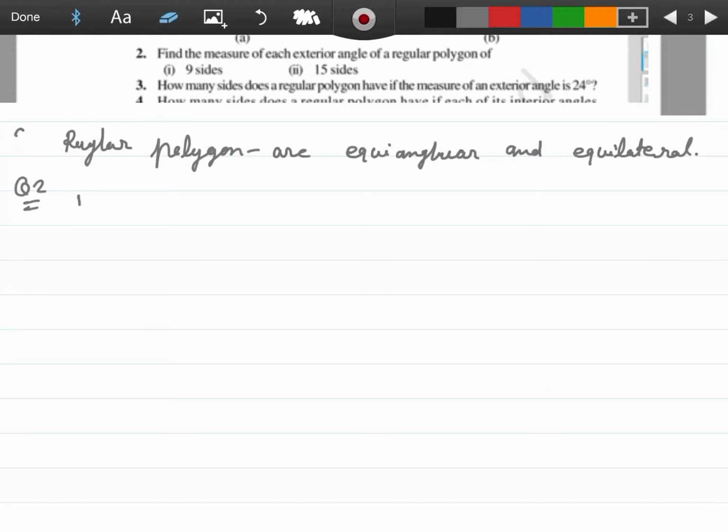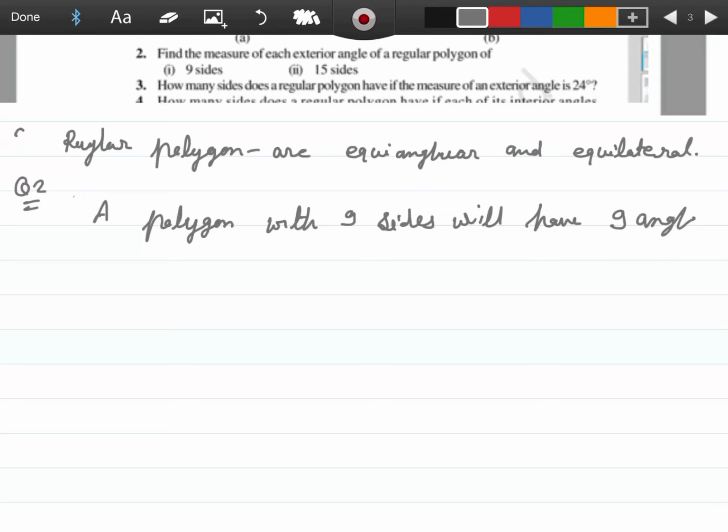Question number 2 we are going to solve. Now it has 9 sides. Find the measure of each exterior angle. 9 sides means it has 9 exterior angles. A polygon with 9 sides will have 9 angles. Definitely it will have 9 angles. So the sum of all the 9 angles. Suppose the measure of each exterior angle is x degrees.